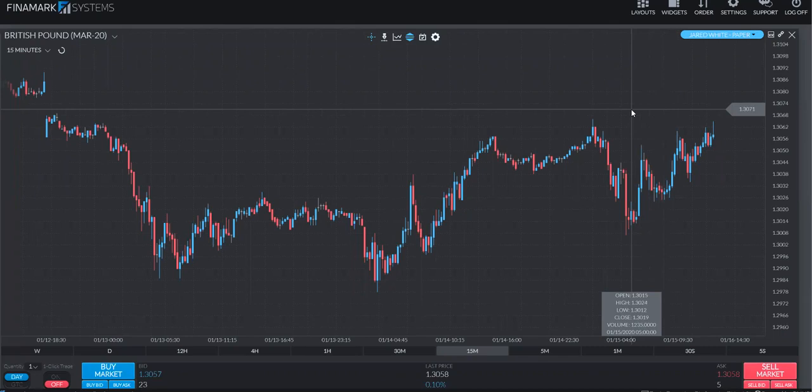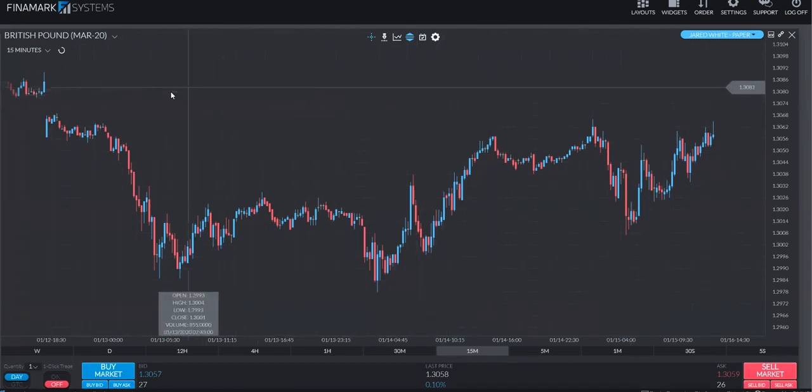Pound dollar. So the pound futures is still tied to the dollar in terms of its valuation, obviously, but this is the pound futures in relation to the pound dollar. So it's basically pound dollar futures, just think of it that way. And this is a 15-minute chart at the moment.